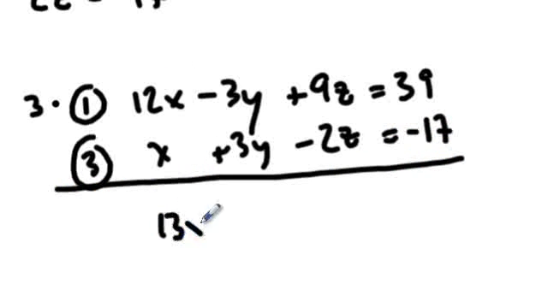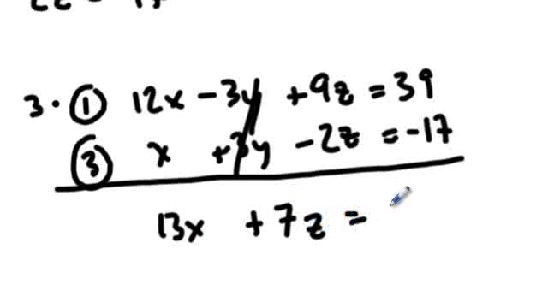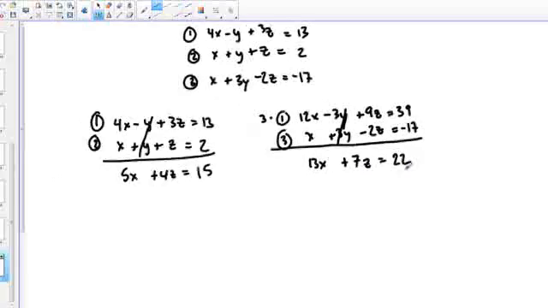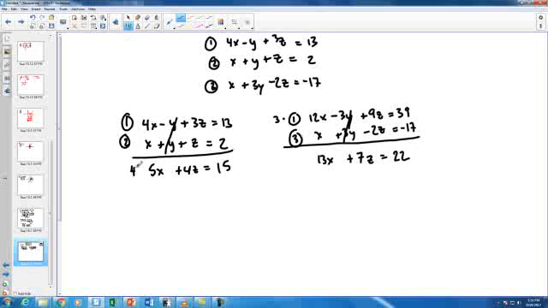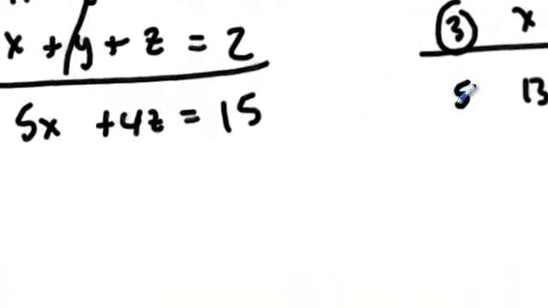Here I'm going to get 13x. The y's cancel again. Plus 7z equals 22. I'm going to call this, sorry, this was equation number 4 that I created, and this is equation number 5. I now want to squish 4 and 5 together and cancel one of them. I'm looking at them, and I think z is probably my best bet. I can make 4 and 7 turn into 28.